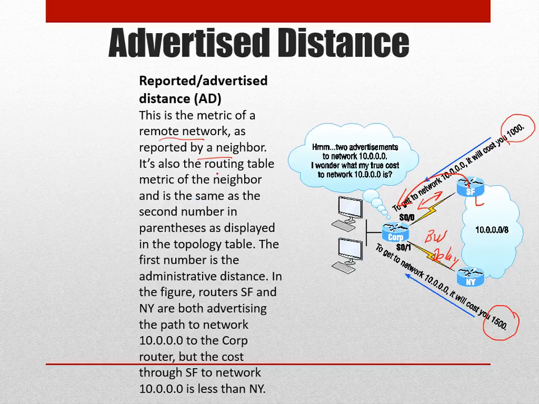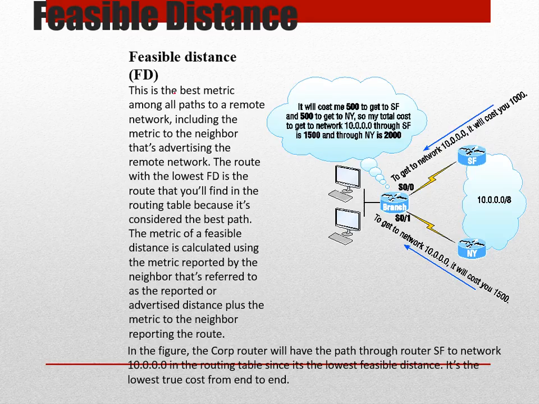So as we go through the rest of this, the routing table metric is the same as the second number in parentheses displayed in the topology table. So the advertised or reported distance is going to be in the topology table, not in the route table. The feasible distance is going to be the one that's in the route table. It should be the next one here. The feasible distance is the best metric among all the paths to the remote network.